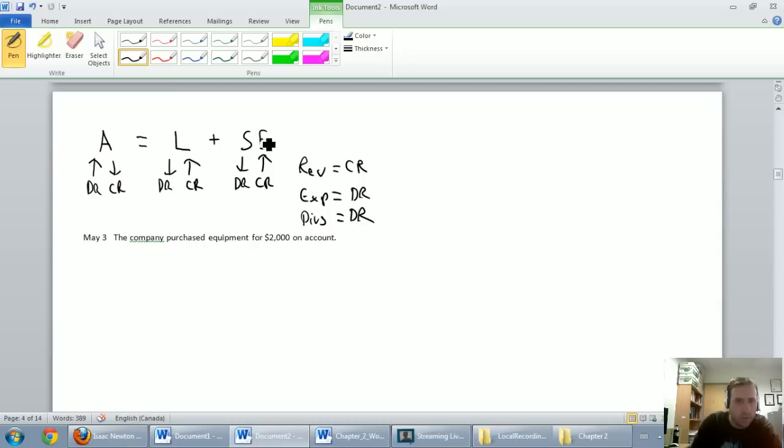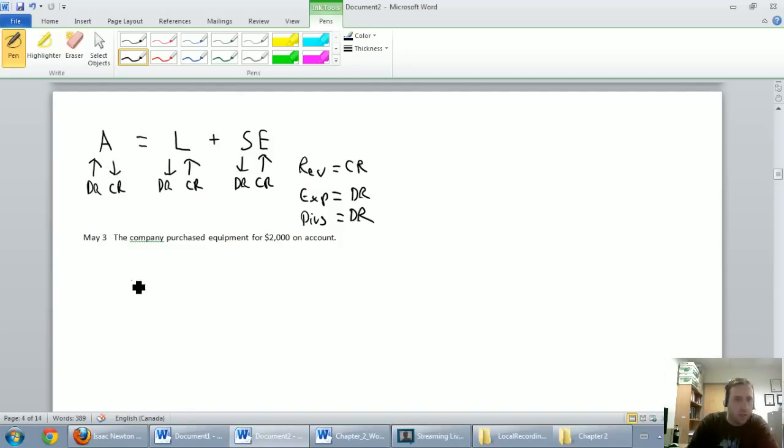May 3rd, the company purchased equipment for $2,000 on account. Okay, the company bought some equipment. Let's deal with the equipment first. I guess I'll ask myself, what is equipment? Is it asset, liability, shareholders' equity, revenue, expense, or dividend? Now, you'll know equipment is an asset. Now, I've got to ask myself the second question. Is equipment going up or down here? Equipment is going up. That's an asset. It's going up. Let's debit equipment.